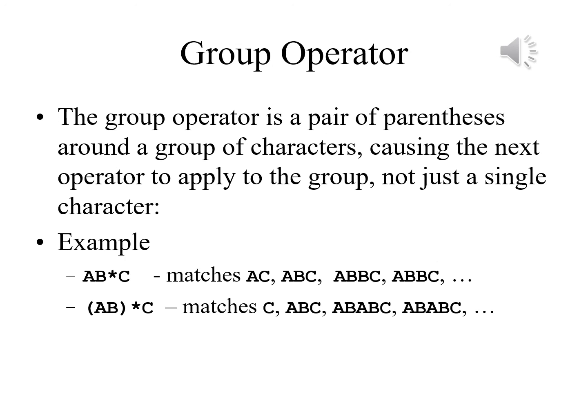Many of the operators that we have spoken about match up to only a particular character before the operator. So for example, in the case of AB asterisk C, it'll match up to AC, ABC, ABBC, ABBBC, and so on. Whereas if I put parentheses around the AB and then the asterisk, then I'll get C, or ABC, or ABABC, and so on.